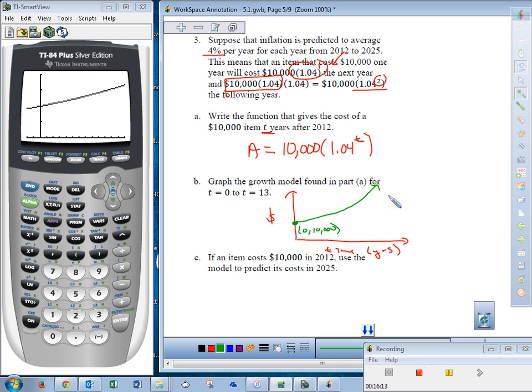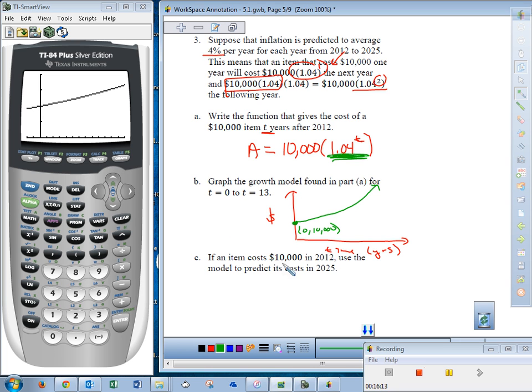Notice it doesn't totally shoot through the roof, like those other ones that we've been graphing, but it is an exponential growth guy, because isn't your base more than 1? It's just not very much more than 1. It's 1.04, so it will grow exponentially, but very slowly. Cool? It looks like this.